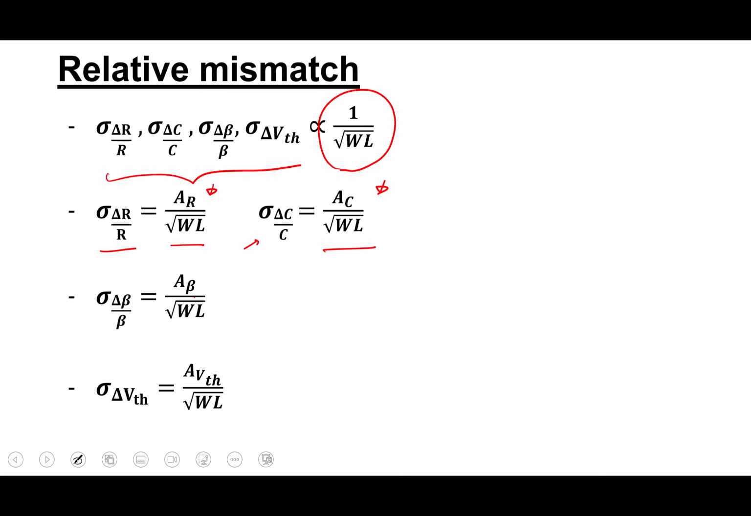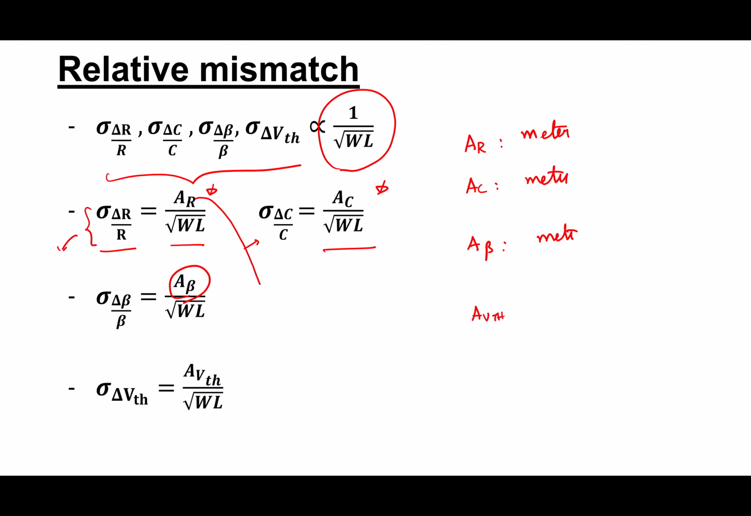So what is the unit of this sigma of delta R by R? Unitless. So what should be the unit of A_R? Meter. What is the unit for the capacitance constant? Meter. What about A beta? What about A VTH? What is the unit of sigma of delta VTH? Voltage. So what should be the unit of A VTH? It's volt times meter.